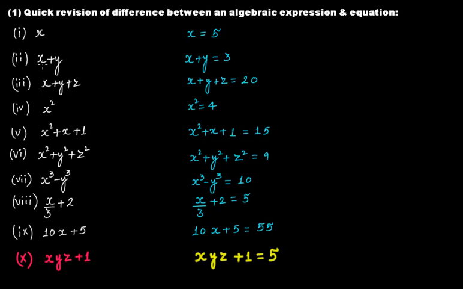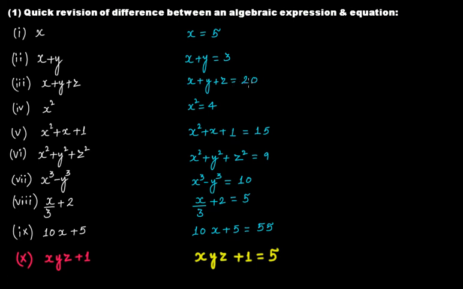Same thing here, x plus y is an algebraic expression, but x plus y is equal to 3 is an algebraic equation, because now this expression has a value and the value is 3. x plus y plus z is an algebraic expression, but x plus y plus z is equal to 20 is an algebraic equation, because this expression has now a value that is denoted by the equal sign and the number 20.